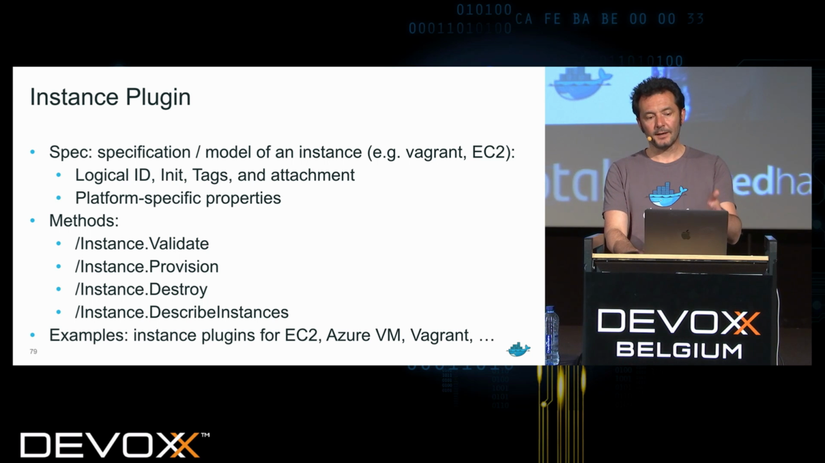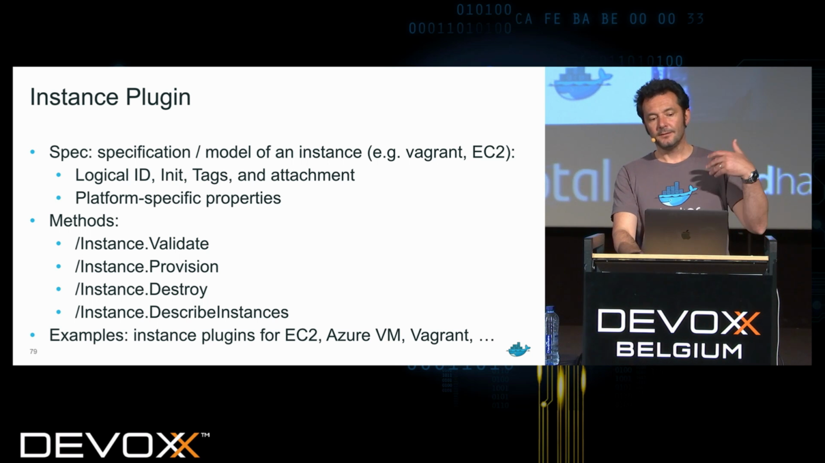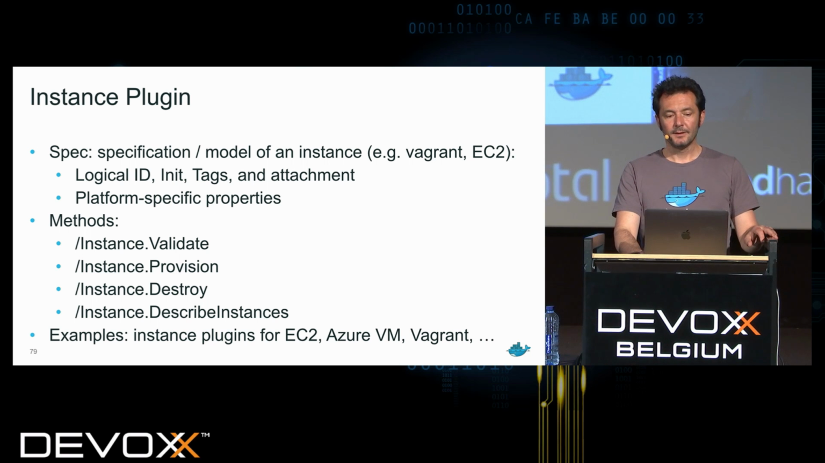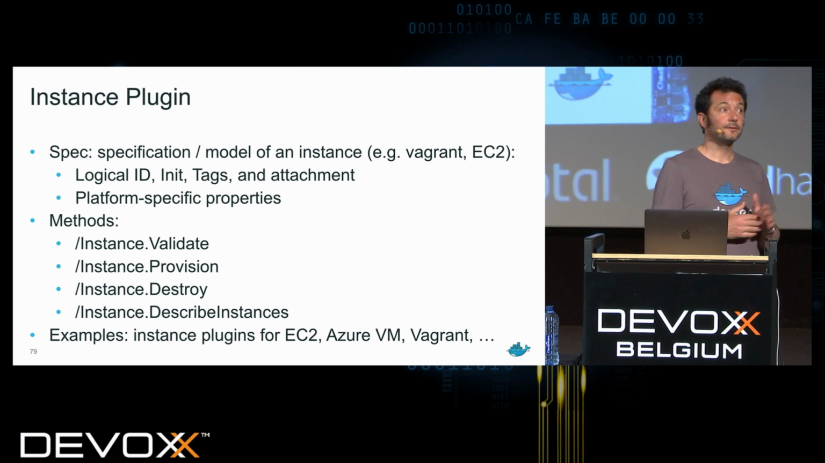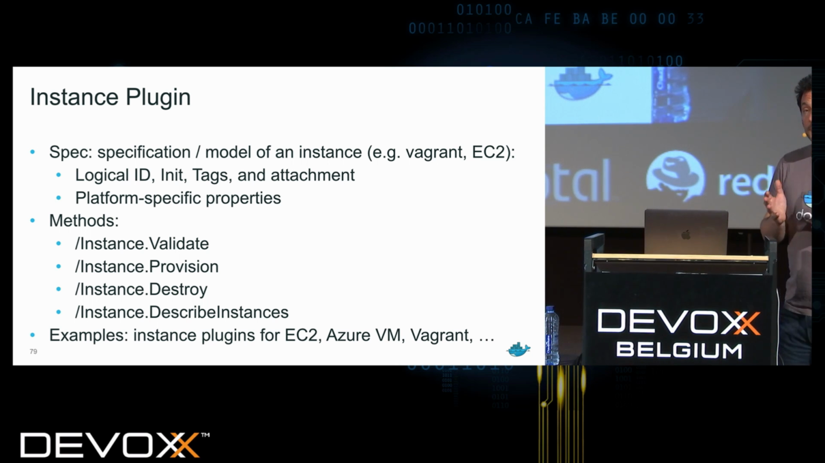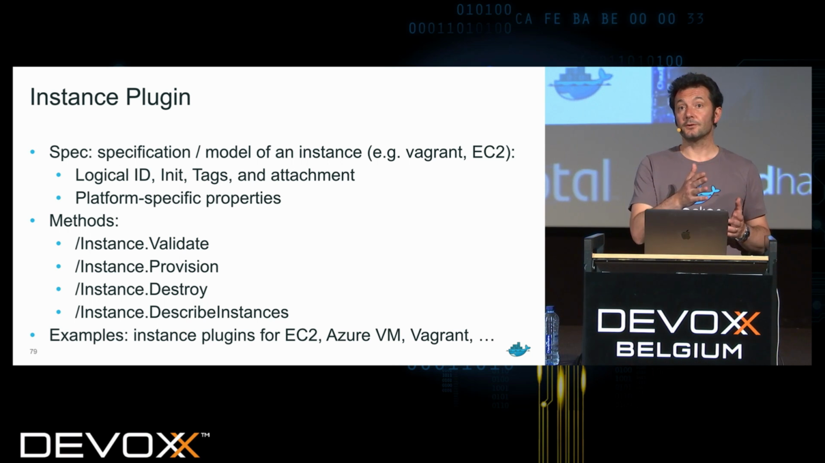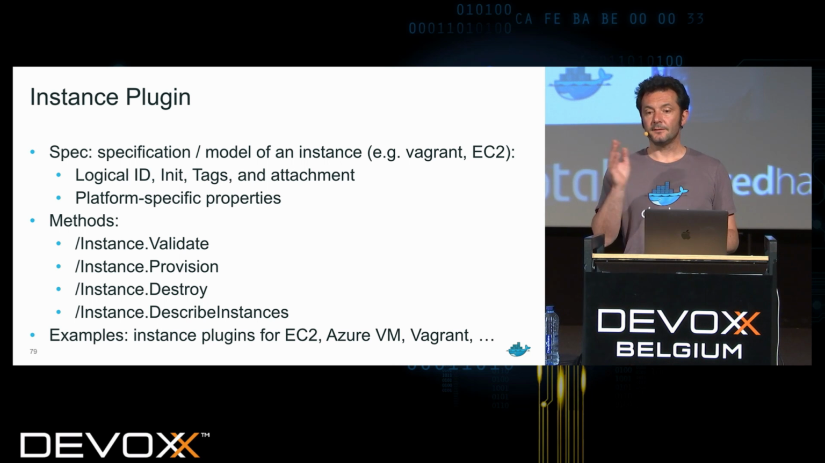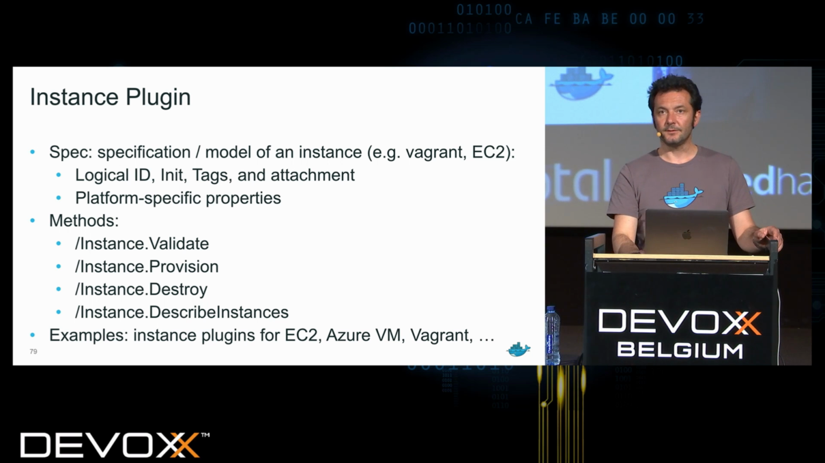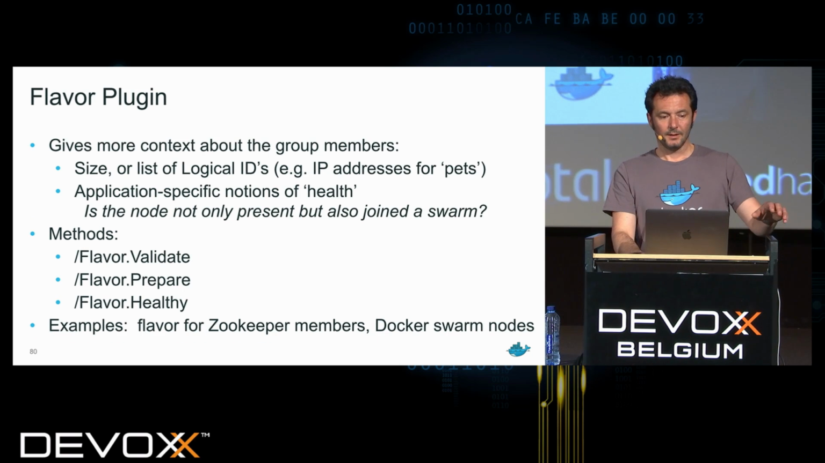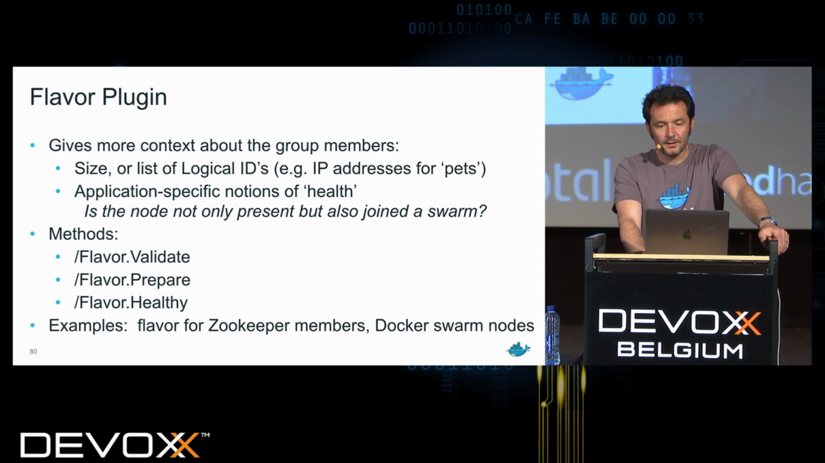So for an instance plugin, the kind of methods you have in there are validate the input, provision, destroy, and describe. One thing you don't see here is update. InfraKit is really about immutable infrastructure. So when you want to, for example, move from one version of Docker to another in your Swarm cluster, InfraKit is going to provision new VMs with the new version of Swarm. It's not going to update existing VMs. And then it's going to migrate the data and the live requests on it.